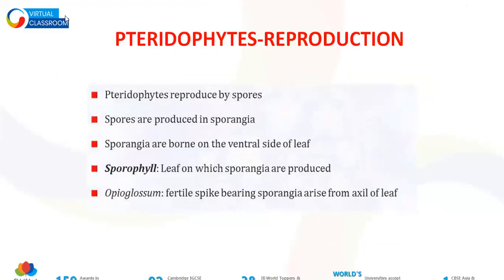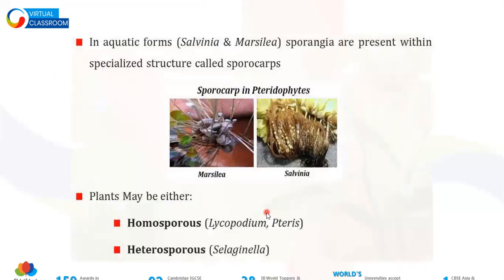So, unlike bryophytes, where gametophyte is the main plant, in pteridophytes, sporophyte is the main. So, spores are born on sporophyll, and you can see that they have specialized structure also in some cases. For example, in Salvinia or Marsilea, which are aquatic pteridophytes, they have round structures which are sometimes misunderstood as fruit. These are called sporocarps.